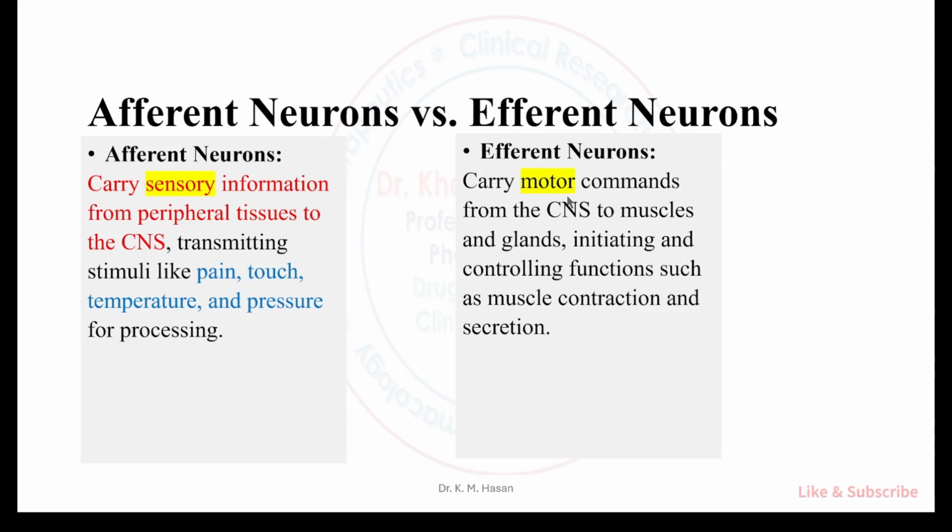Efferent neurons carry the motor commands from the central nervous system to the muscles and glands and initiate controlling functions such as muscle contraction and secretion. So the afferent neurons carry the sensory information from the peripheral tissue to the central nervous system. On the other hand, efferent neurons carry the motor commands from the central nervous system to the muscles, glands, and other organs in our body.